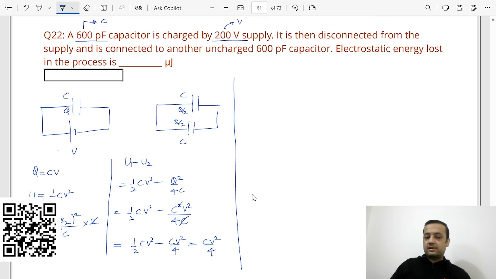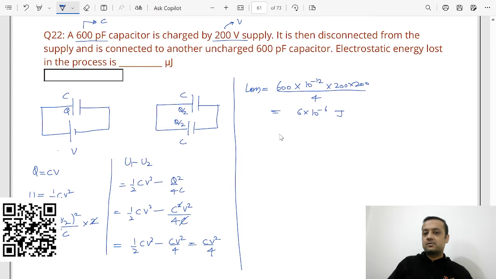So now we can just put the values to find the loss. C is how much? 600 pico. Pico means 10 to the power minus 12. V is 200 into 200 divided by 4. 6 zeros, that means this will become 10 to the power minus 6. 6 into 4 by 4 means 6. So 6 into 10 to the power minus 6 joules, that means 6 microjoules. 6 microjoules will be the correct answer.